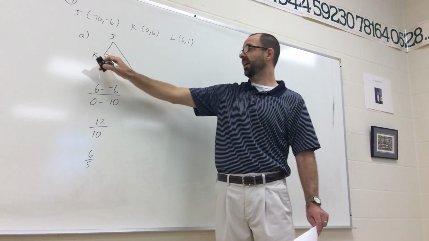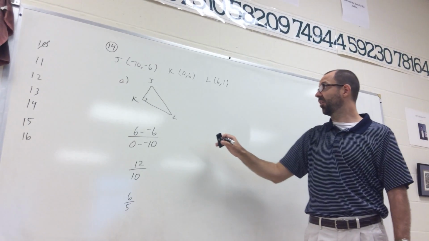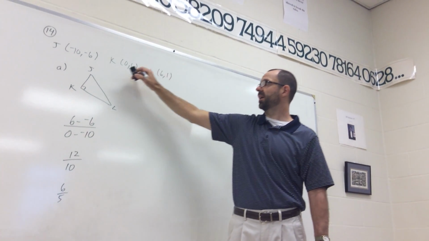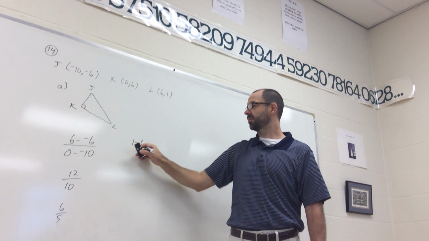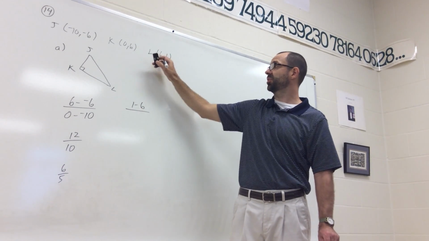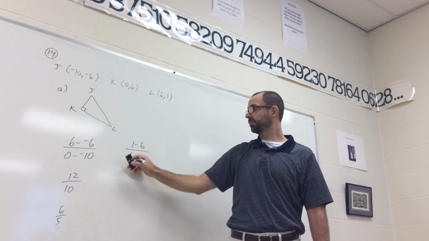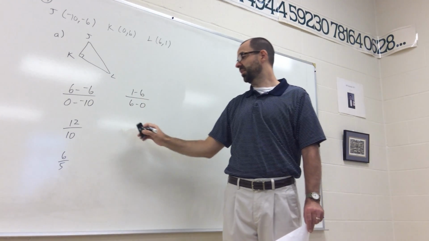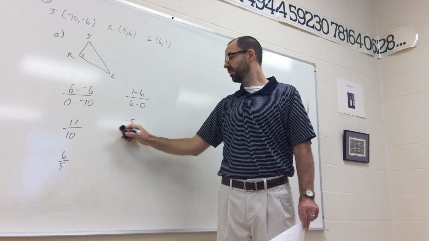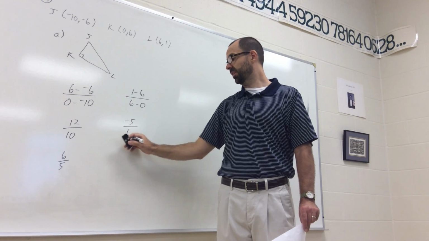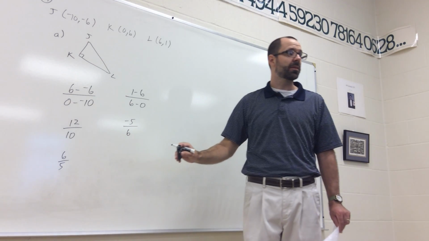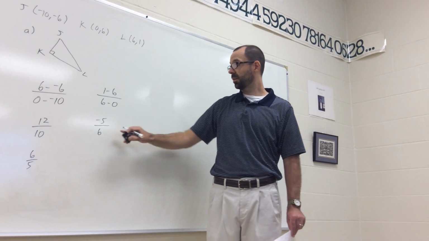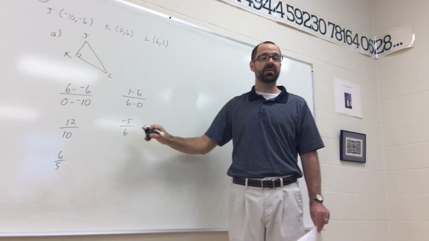Okay, now I'm going to find out the slope for KL. So 1 minus 6 and 6 minus 0. 1 minus 6 is negative 5. 6 minus 0 is 6. So that answer is negative 5/6.